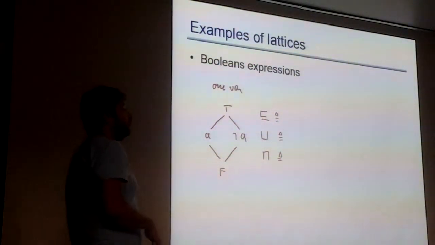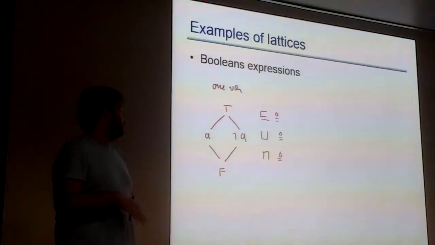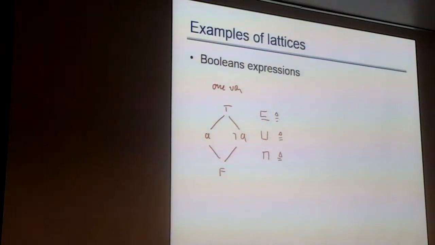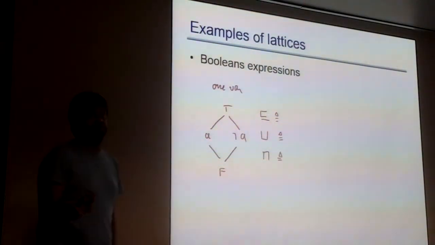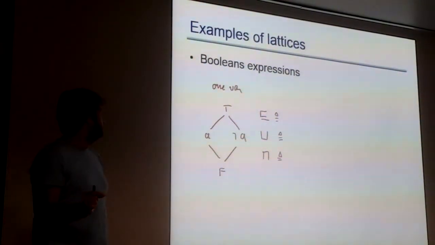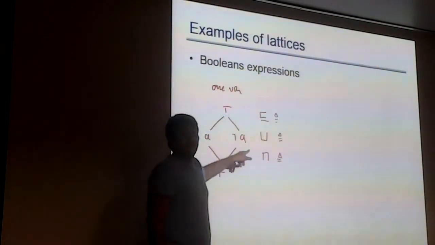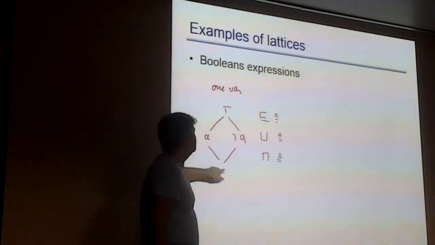Okay, let's take a look at a totally different example. This is where you can see the power of lattices. We're going to do Boolean expressions over one variable, just one variable. There are 4 possible Boolean expressions if you have one variable and negation. Okay? So there's true, false, A, and not A. And I've ordered them. This is what the lattice is going to look like.